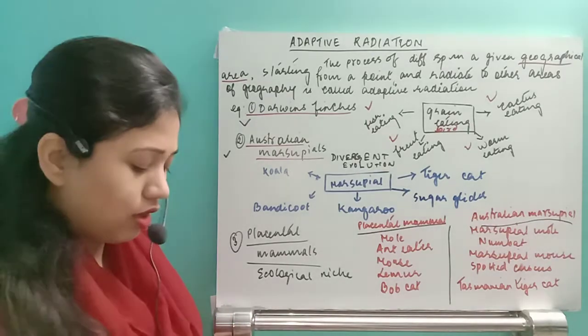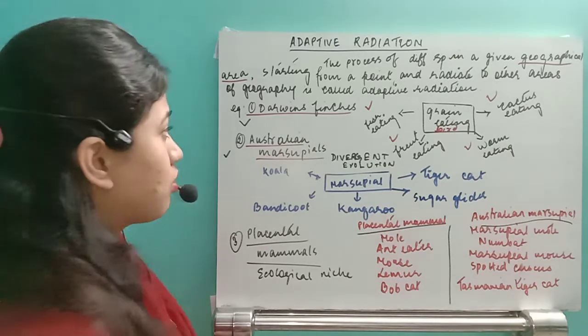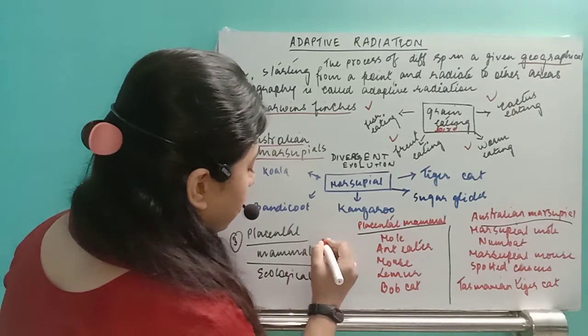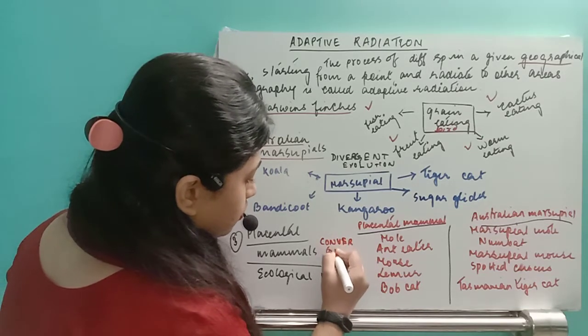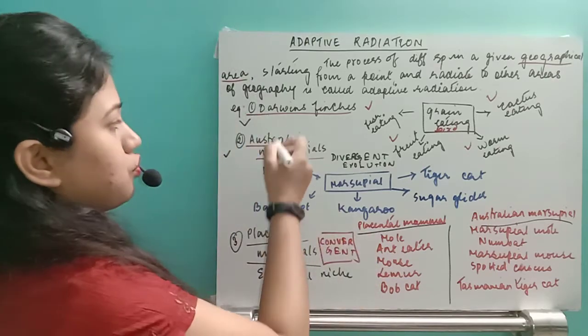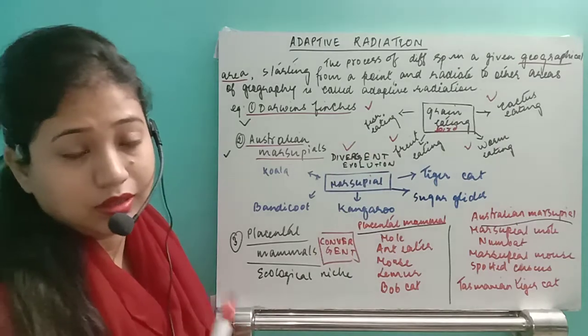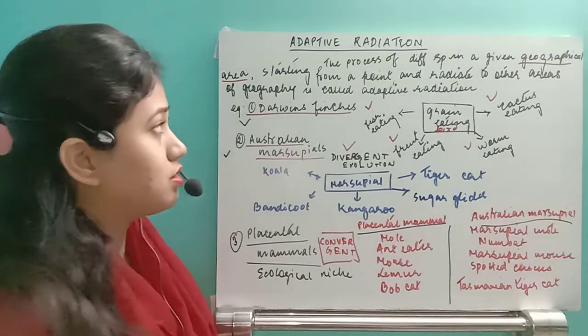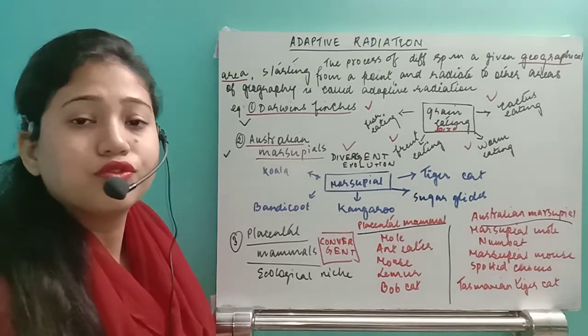And that's actually a condition of what type of evolution? This is called convergent evolution. Remember, this is the example of convergent evolution, and Australian marsupial and Darwin's finches are examples of divergent evolution. I hope you understand. This is adaptive radiation. Let's just move to the next part.